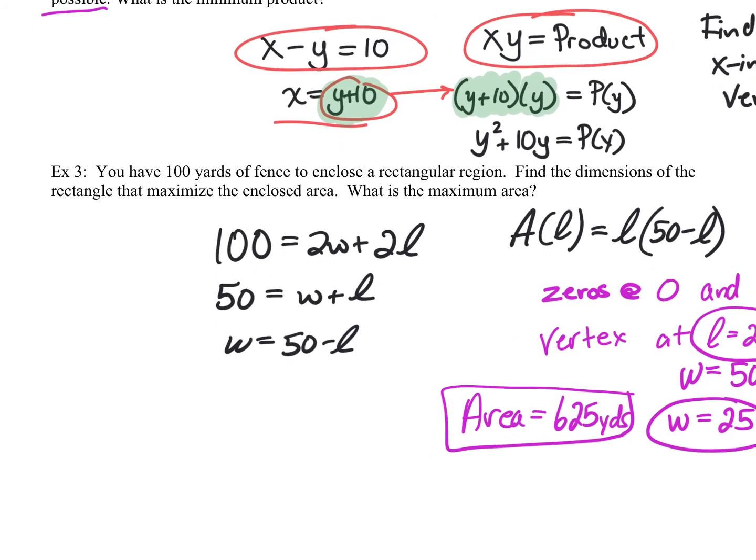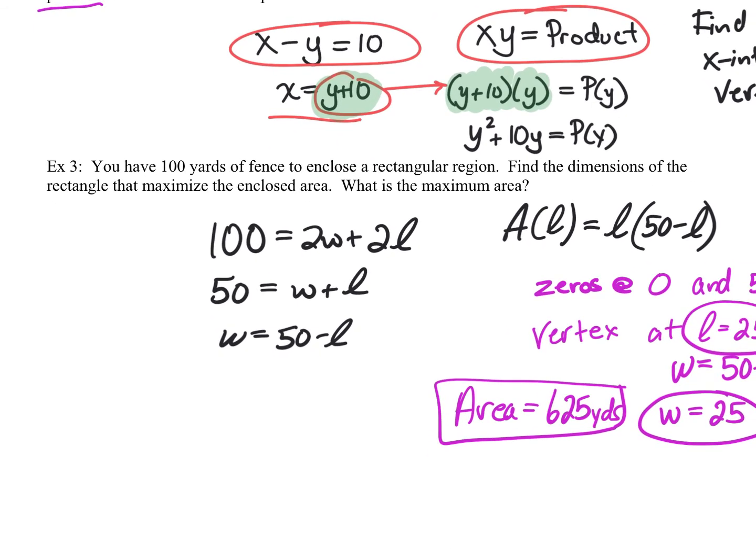On example 3, this is a fencing problem. We know that the perimeter of a rectangle is 2w plus 2l. We set that equation equal to 100, the amount of fence we have in the problem. We are looking to maximize the area, so I will need to solve my first equation in terms of one variable so that I can create a function that is useful.